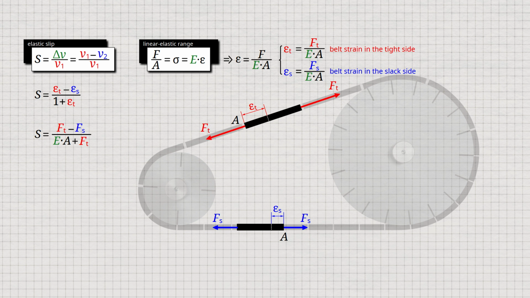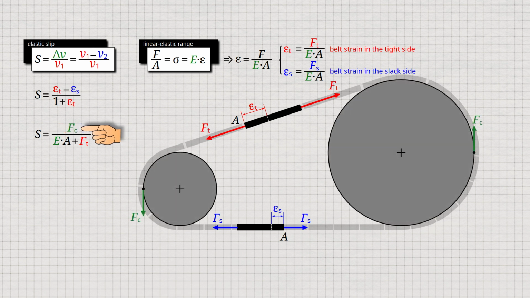We can now use the fact that the difference between the tight and slack side force corresponds to the circumferential force Fc to be transmitted. At this point, we express the tight side force Ft as the product of the tight side stress sigma t and the cross-sectional area A of the belt. After factoring out the cross-sectional area A, the given formula for calculating the elastic slip is obtained.